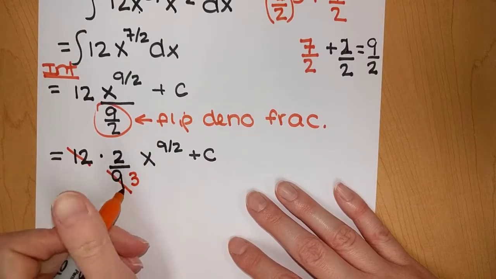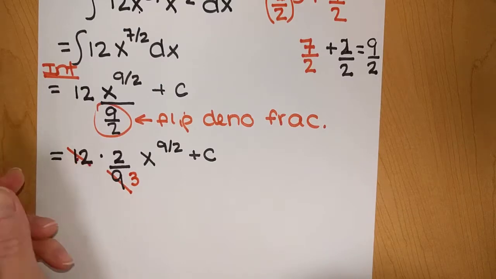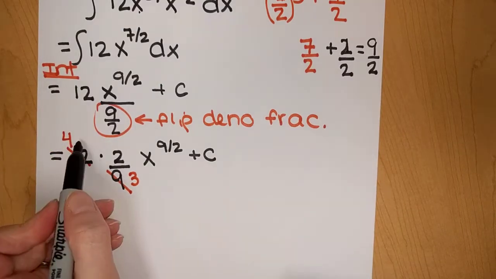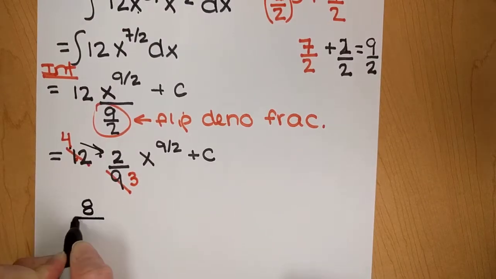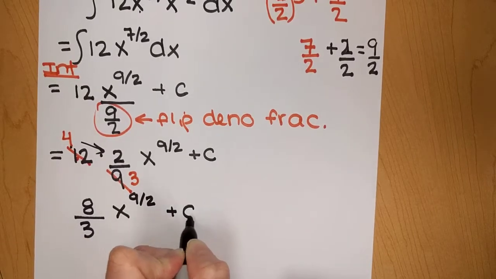So if you look at simplifying this, the 12 and 9 have a common factor of 3. So if I take a factor of 3 out from 9, I'm going to be left with 3. Taking a factor of 3 out from 12, I'll be left with 4. So that's going to give us, when we multiply fractions straight across, 4 times 2, so 8/3, x to the 9/2 plus c.